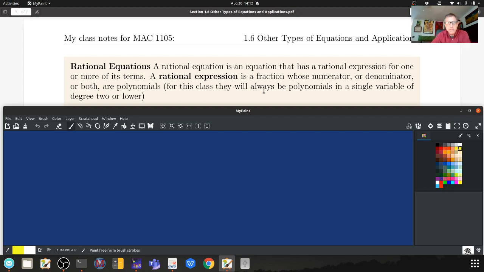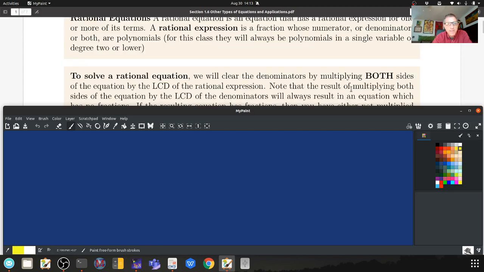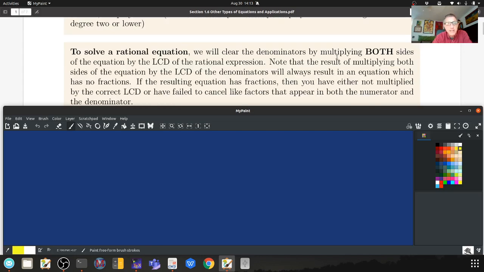So a rational expression, what's that? It's a fraction whose numerator or denominator, or of course both, are polynomials. And for this class, they will always be polynomials in a single variable of degree 2 or lower. So notice a regular fraction, 3 over 4, is actually a rational expression because 3 is a degree 0 polynomial, 4 is a degree 0 polynomial. But that's kind of the trivial case. We're actually going to be looking at polynomials in a single variable of usually, I think always, at least degree 1.